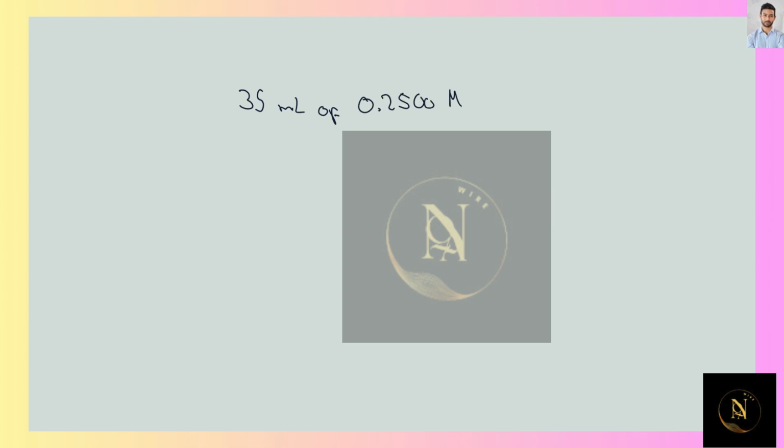Hi, so for this question, we're going to start with a 35 milliliter solution of 0.2500 molar HF. We are given that the pKa for this acid is going to be equal to 3.17. This value is not provided in the problem, but you can find it easily in a table. And we want to perform the titration of this with a 0.1998 molar solution of NaOH.